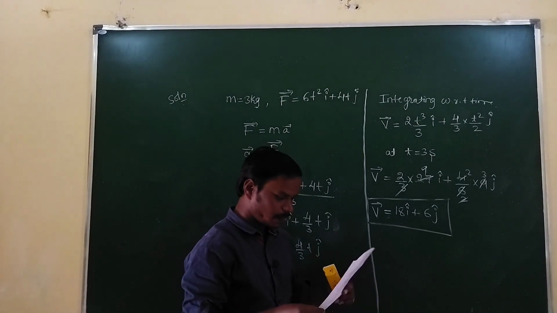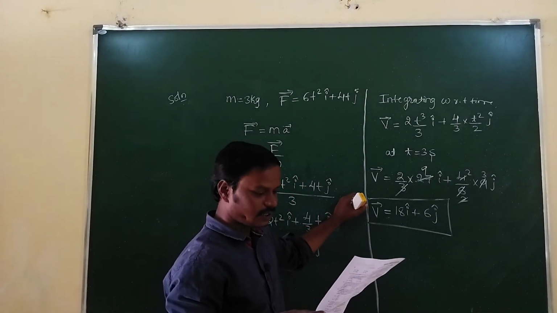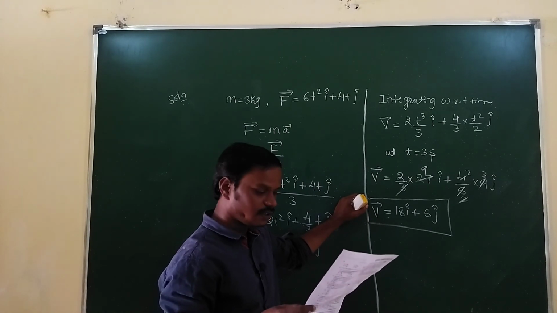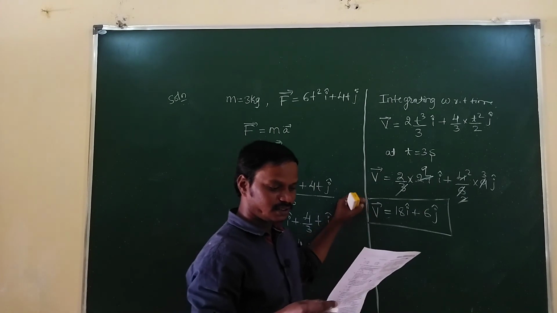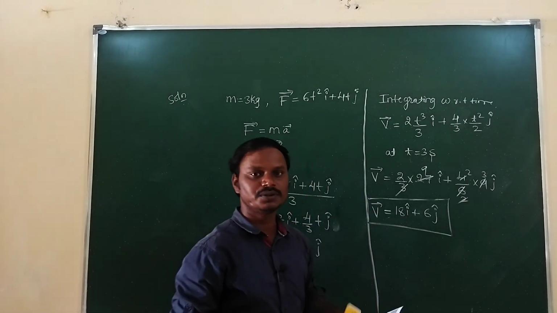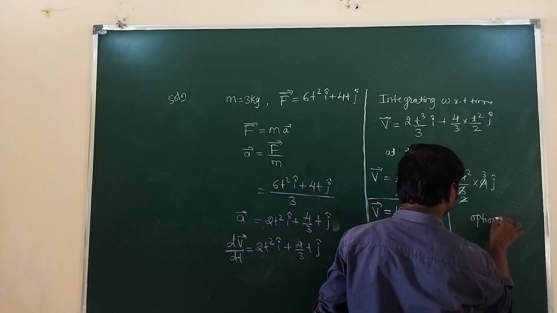Then options. First option 18i plus 3j. Second option 18i plus 6j. Third option 3i plus 18j. And last option 18i plus 4j. Means option 2 is correct.